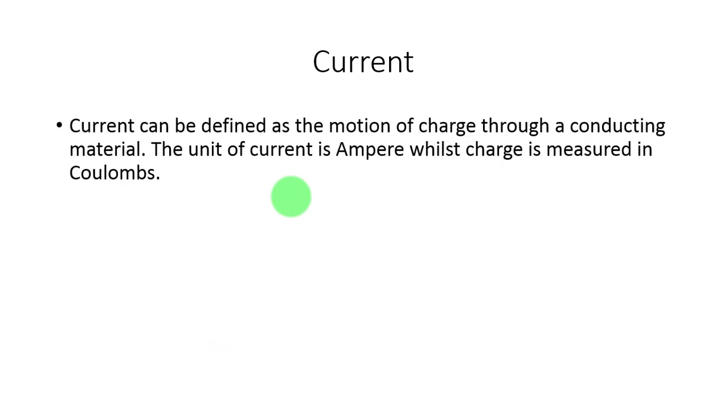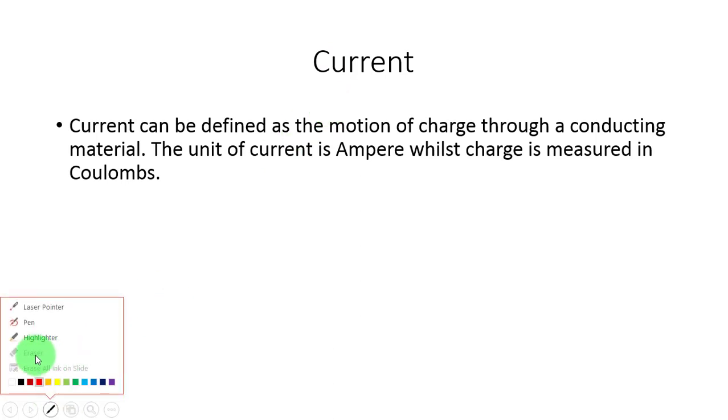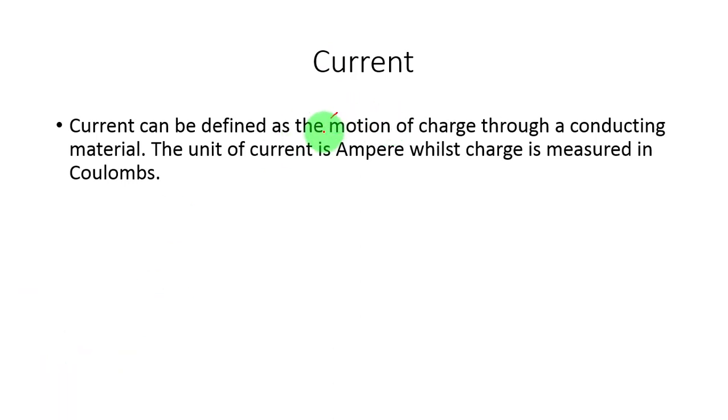First is the current and second is the potential difference. Now we can see the first, current. Current can be defined as the motion of charge. You can see here the current can be defined as a motion of charge through a conducting material. Which material? That is called a conducting material. And the unit of current is ampere and charge is measured in coulomb.